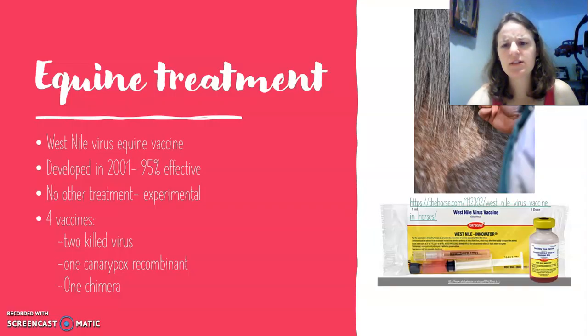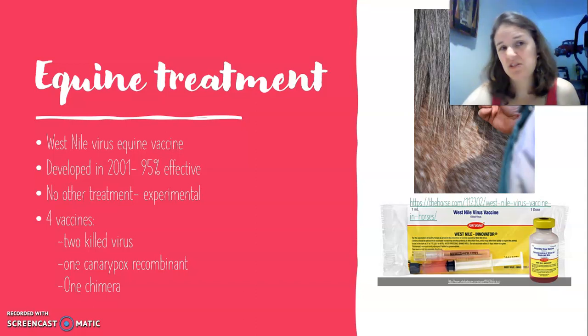The other really interesting thing that I found with this is that there is a vaccine for horses, not humans. So I thought that was kind of strange because you would think that they would want to develop a human vaccine before a horse vaccine, though my theory is that because it affects horses so much more dramatically, that's why they wanted to get the horse one out there. But it was developed in 2001, and it's 95% effective, so it's very effective. And besides this vaccine for horses, just like humans, there's no other treatment. It's $25, a pretty cheap vaccine, so they really recommend that people get it.